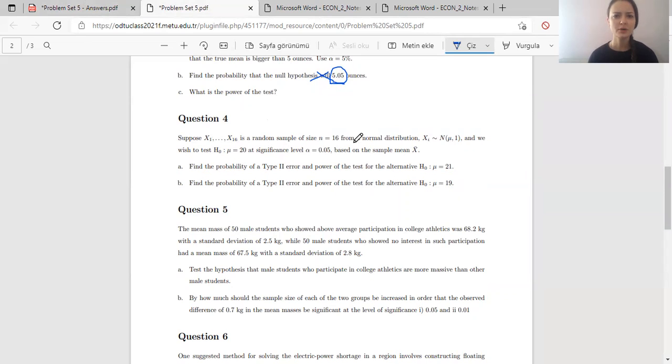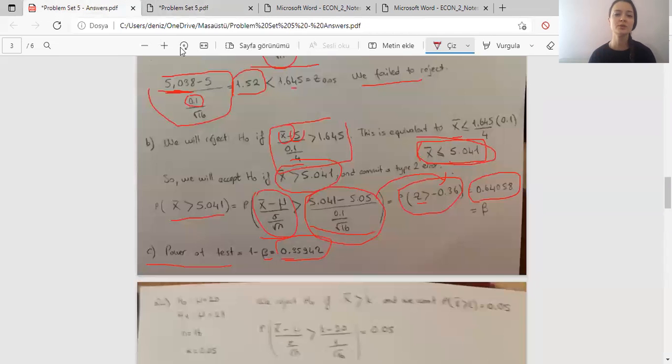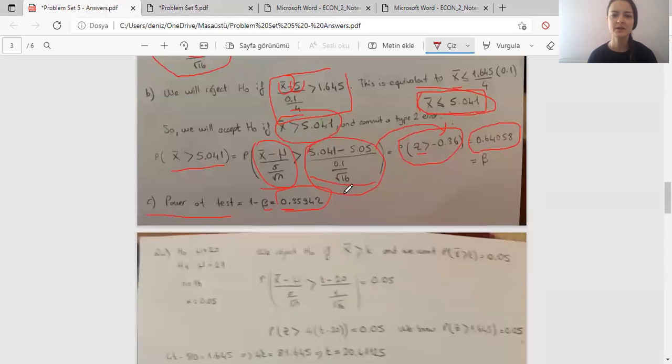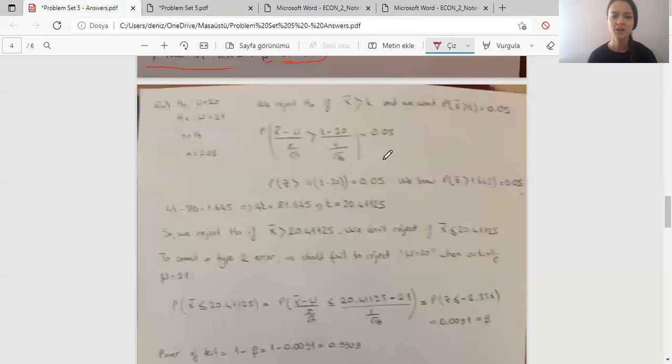In question 4, we have a normal distribution. We have our standard deviation. And we want to test H0: mu is 20, at a significance level alpha of 0.05. Okay, so this is a 95% confidence rate. So here we don't know the decision criteria yet. This is kind of a different question.